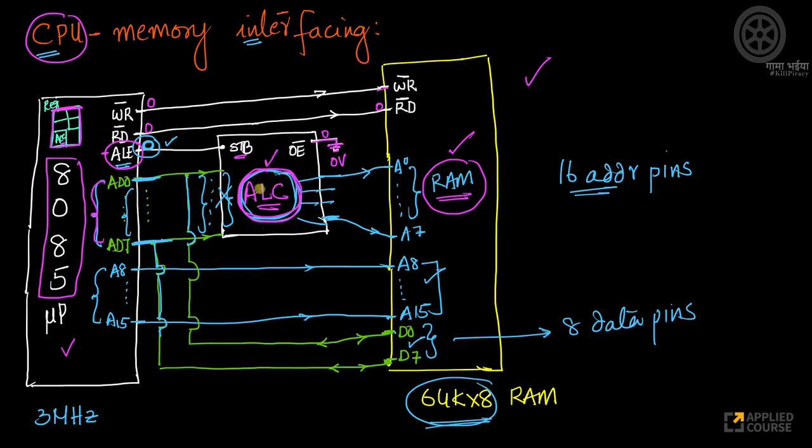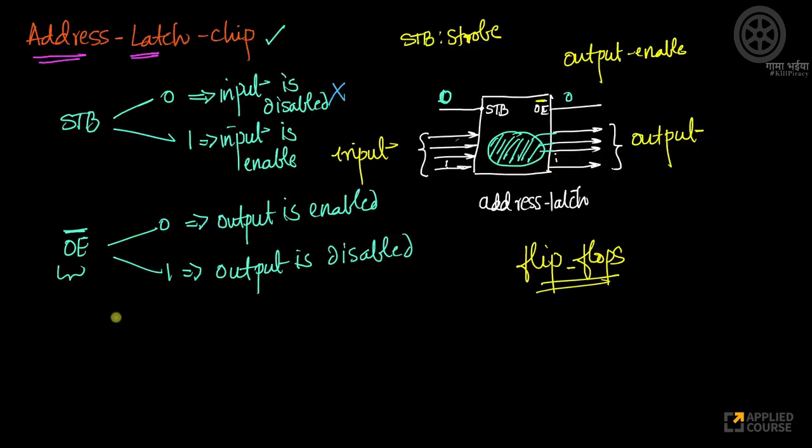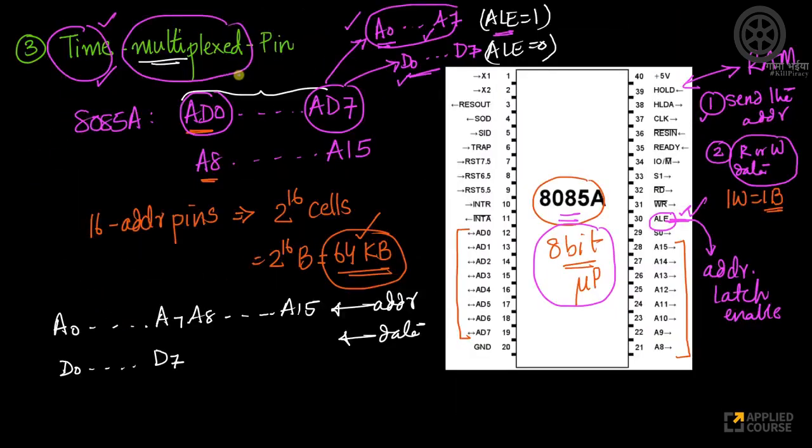ALC enables you to successfully perform time multiplexing on the chips. Now you might say, why are we even doing time multiplexing? Why can't I just create new pins? Why can't I create 8 more pins? More the pins, larger the chip. Look at this, more the pins, more complex the circuit will become.